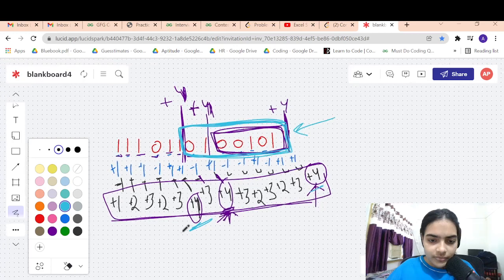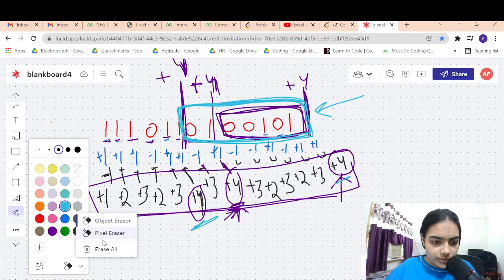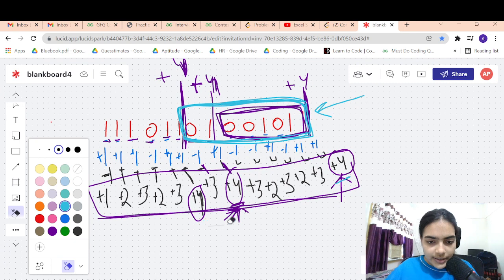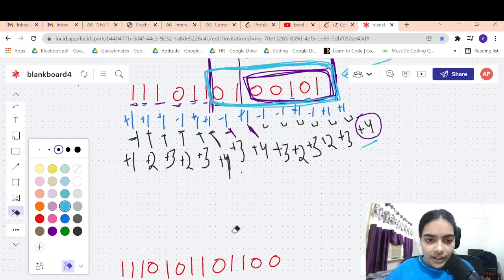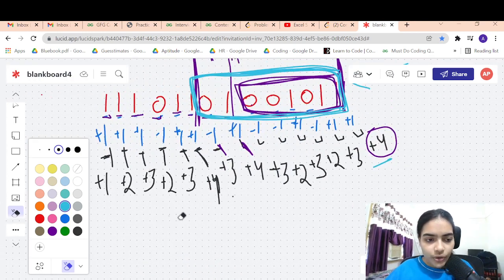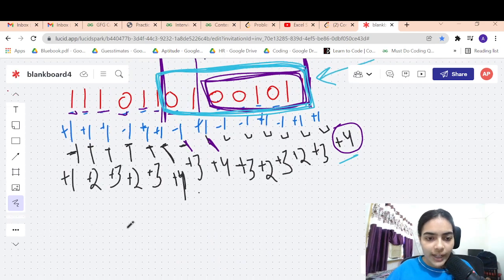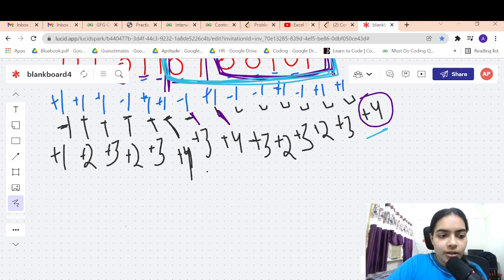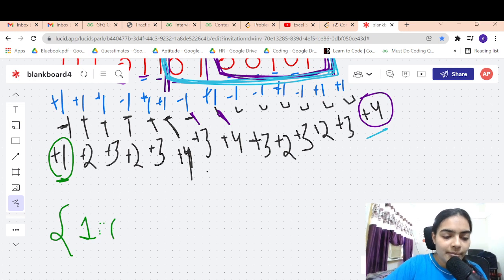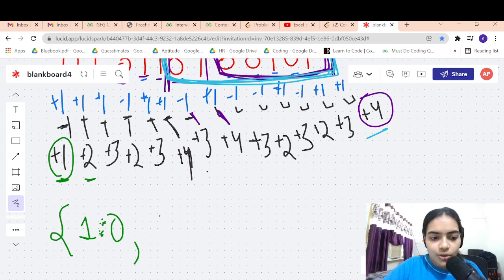Now let's solve this problem again. Let me just erase this. I'm traversing, but while traversing I am also going to store values in a map so that I can keep a note of the values that I see. First in the map, I am seeing a +1, and I am seeing it at the 0th index, so I will store that in the map. Next I see a +2, so I will store +2 at the first index. Next I see a +3, so I will store a +3 at the second index.